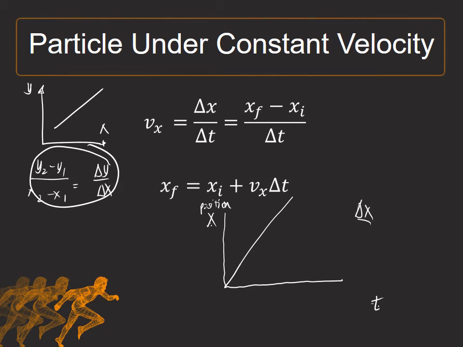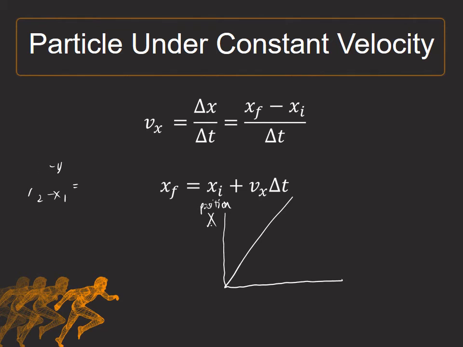So, delta x all over delta t is actually the slope of the line, or velocity, vx, is the slope of the line, or the graph, or the plot of position versus time. And if the velocity is constant, the graph is a straight line. If the velocity is constant, tandaan nyo, ang graph natin ng x versus t is a straight line. Okay.